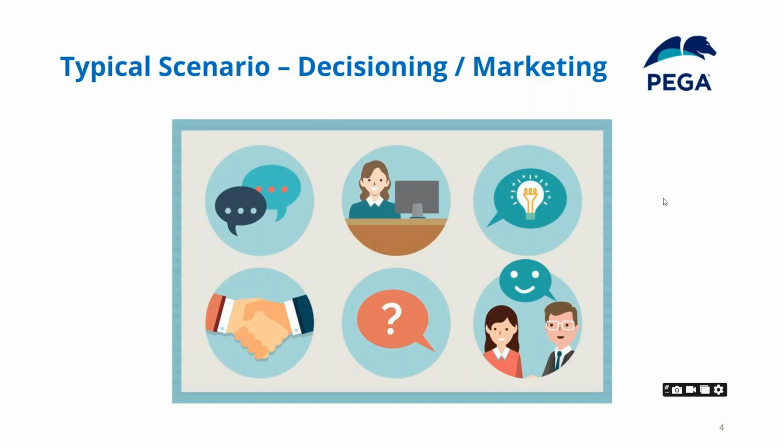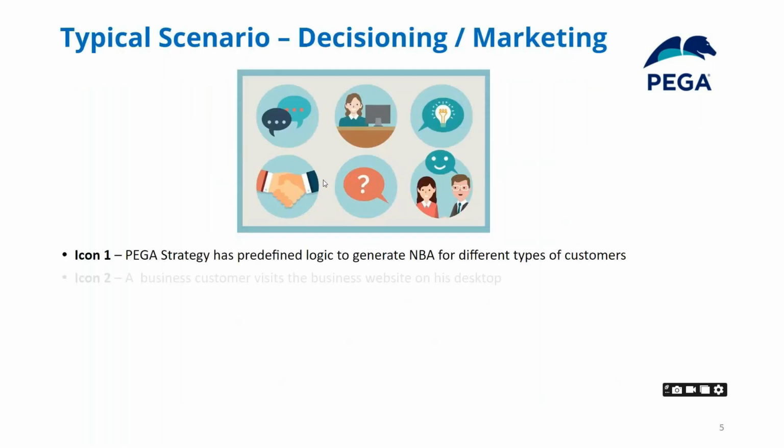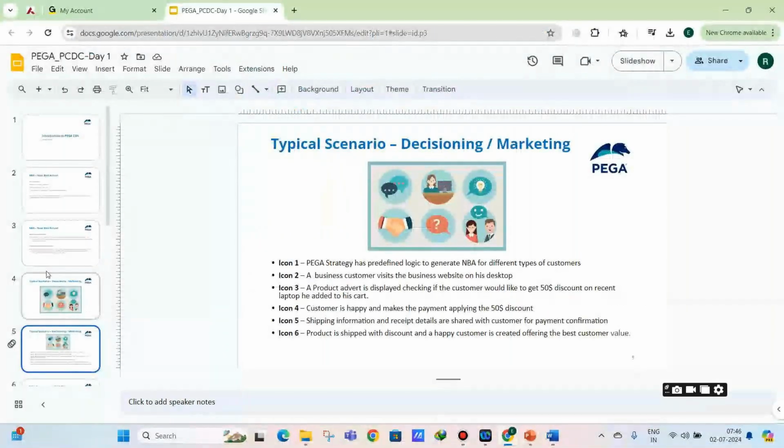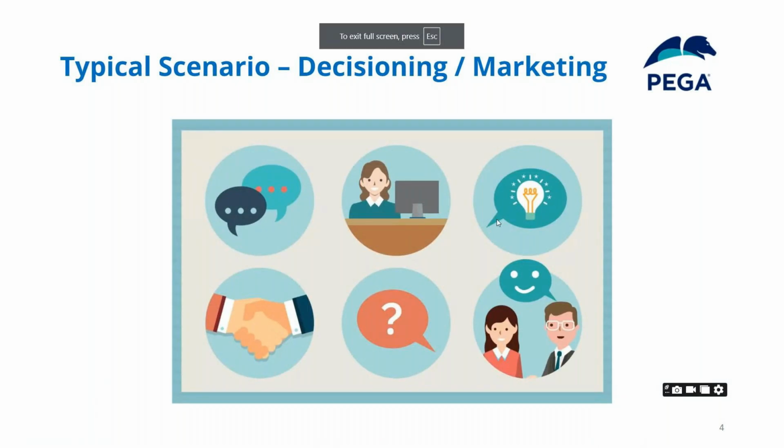Then what does Pega marketing do? The main objective of Pega marketing is to deliver the next best action. Whatever Pega decisioning has identified for a given customer, that next best action will be delivered to the customer. The same next best action that Pega decisioning has identified will be delivered to the customer through Pega marketing features.